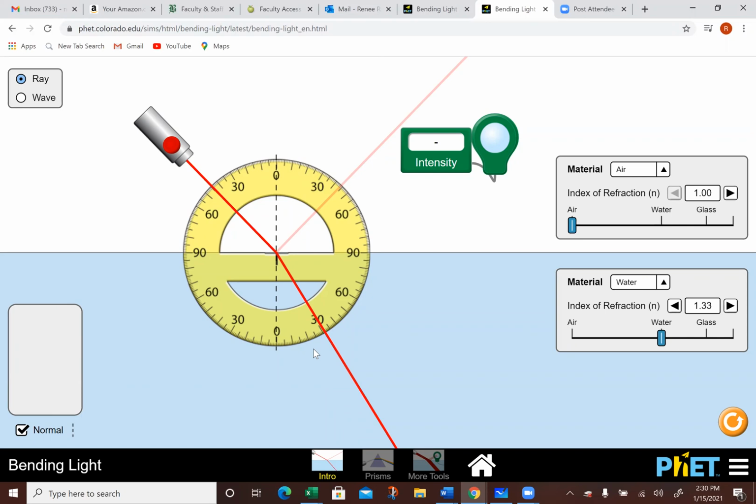How do you get the refracted angle? See at the bottom here? That angle is your refracted angle. Okay, I see it. Thank you. You're welcome. It's the angle of the darker line once you go into the material.